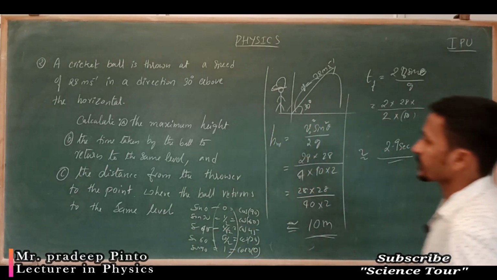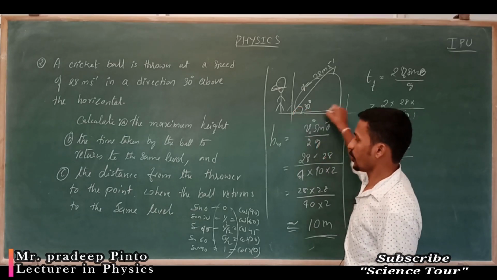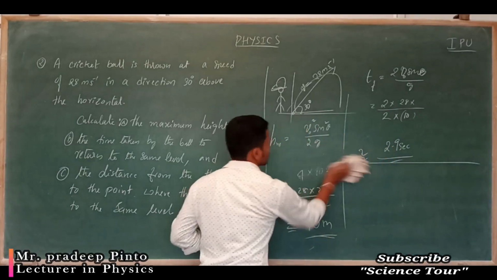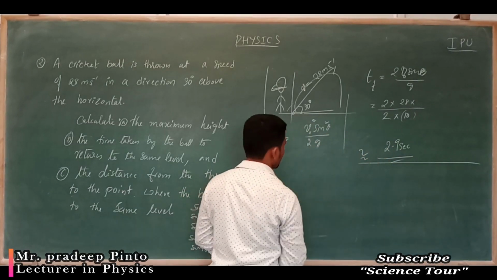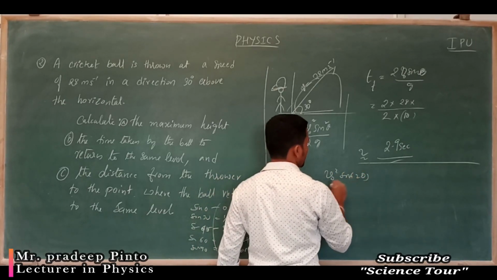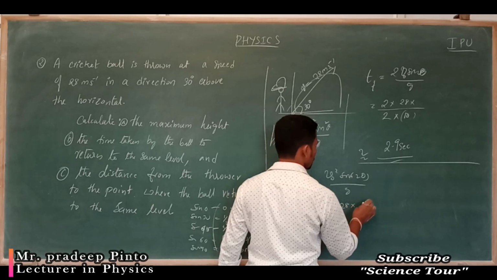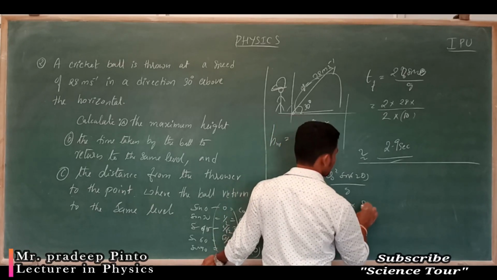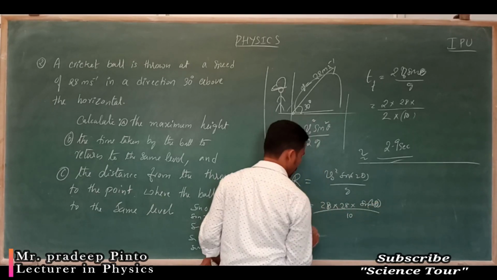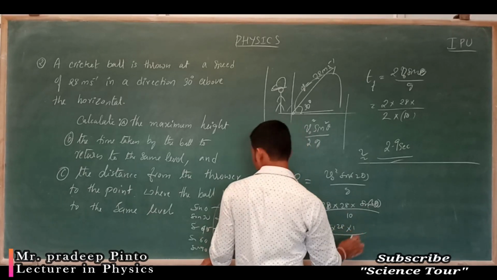Next, the distance from the thrower to the point where the ball is returned. So what is that? That is nothing but the horizontal range. What is the expression for horizontal range? R is equal to V naught square sin 2 theta divided by G. So V naught square is 28 into 28, into sin 2 times 30 means sin 60, divided by 10 or 9.8.